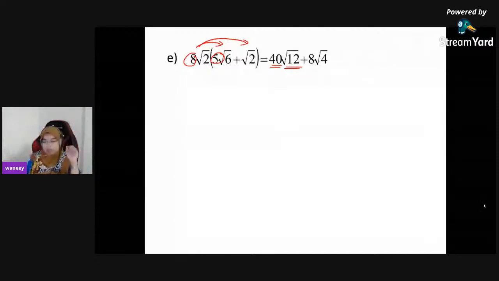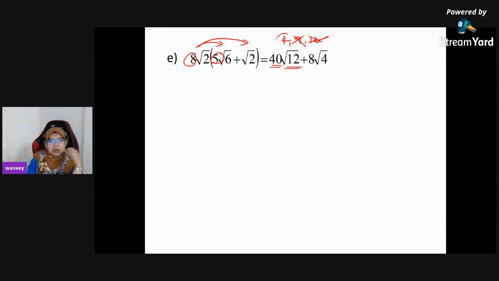Okay, so now let us simplify them. So square root of 12, this one can actually be simplified. The square numbers that we know are 4, 9, 16. Obviously not 16, not 9. So that means it's supposed to be 4. So square root of 12 can be simplified to become square root of 4 times 3, and then square root of 4 you can actually simplify to become 2.